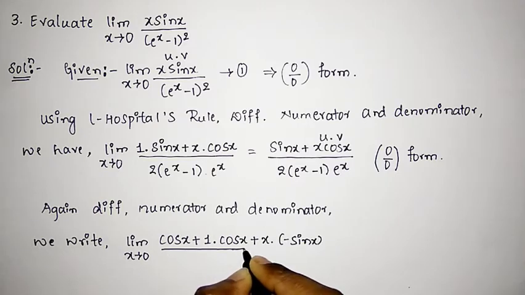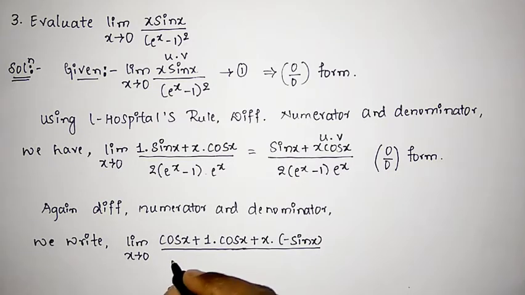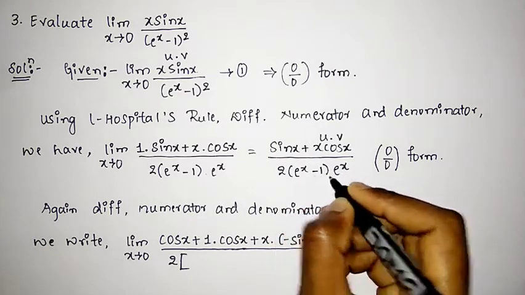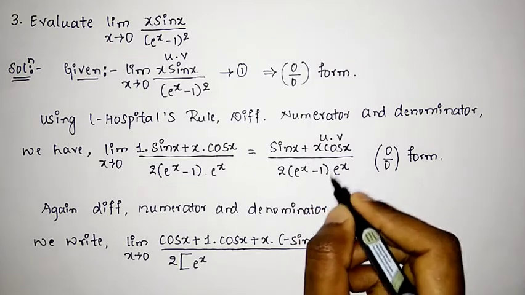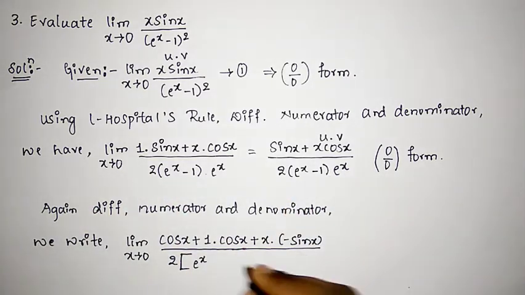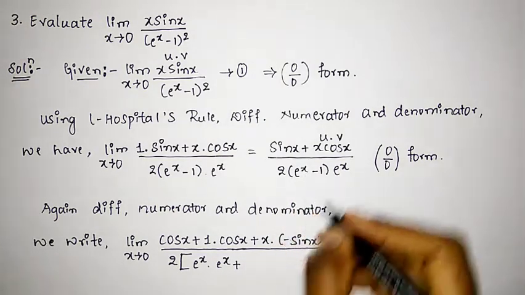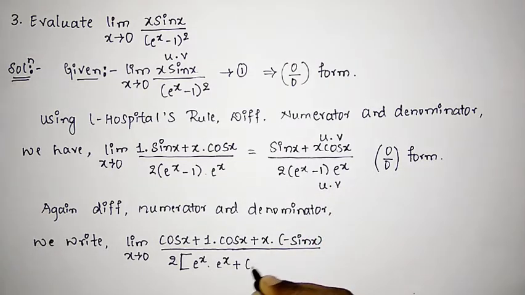Then differentiating the denominator, that is keeping 2 as it is. So we shall apply u into v form. That is differentiation of e to the power of x minus 1, that is differentiation of e to the power of x is e to the power of x and differentiation of 1 is 0, then into keeping e to the power of x as it is. Then plus, now keeping e to the power of x minus 1 as it is, then differentiation of e to the power of x is e to the power of x itself.